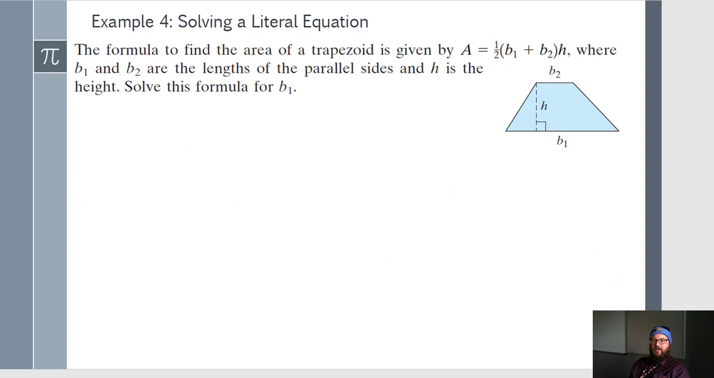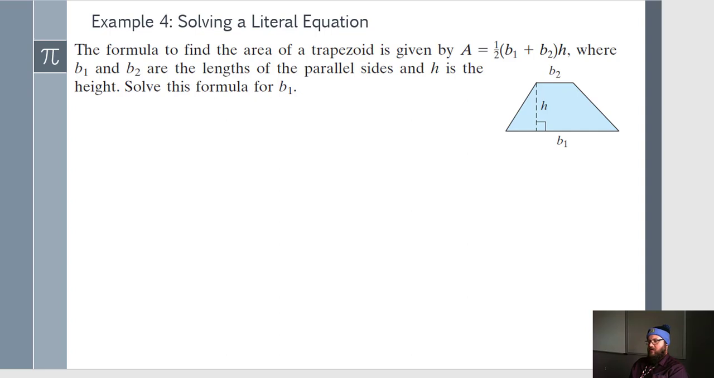Okay, and the last example here we're going to work on today is dealing with solving a literal equation, okay? So the formula to find the area of a trapezoid is given by area equals 1/2 times the base 1 plus base 2, all that times your height. B1 and B2 are the lengths of the parallel sides, and h is the height. Solve this formula for b1. Well, all they're wanting us to do is just solve for b1 using this equation.